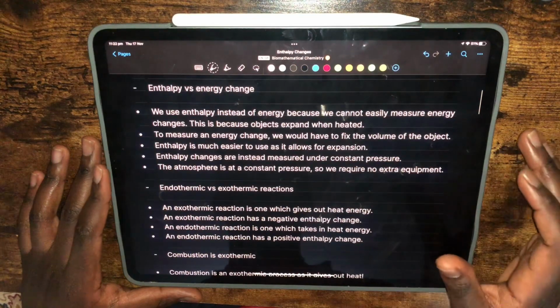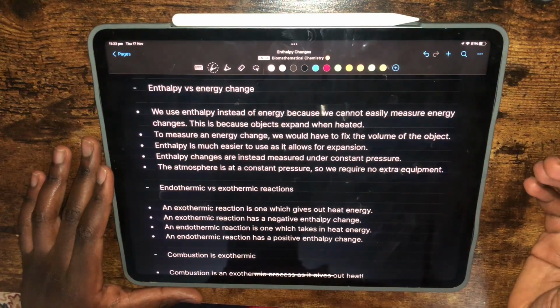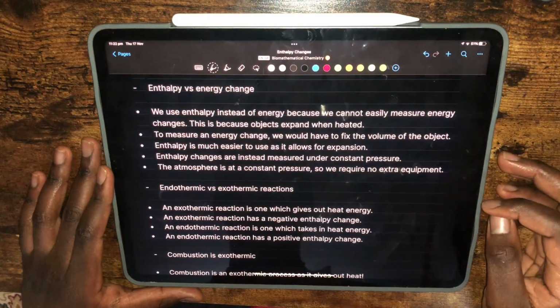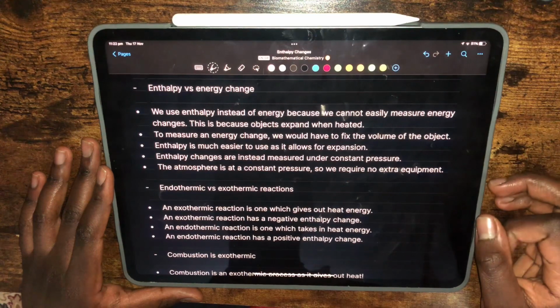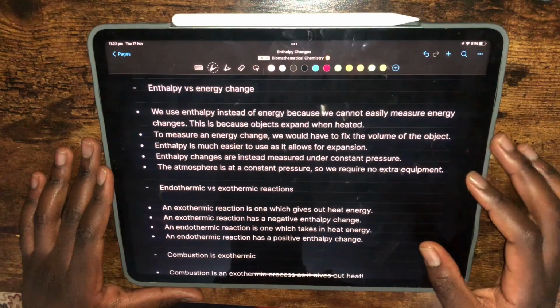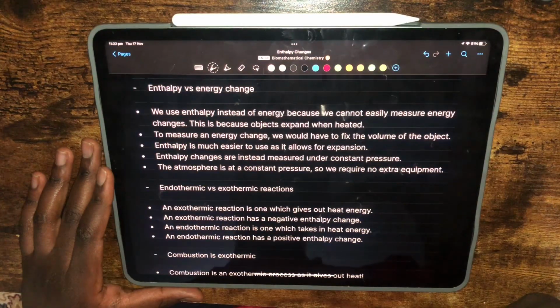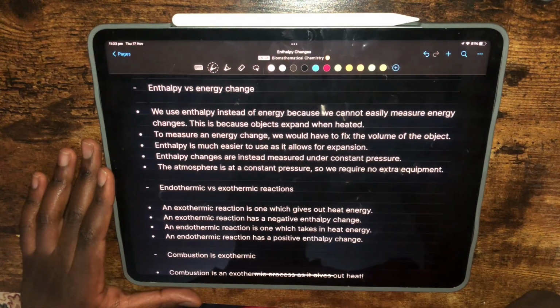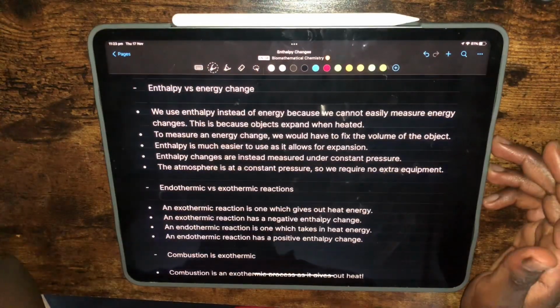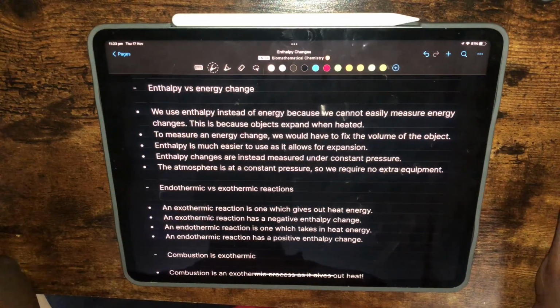So enthalpy versus energy change. We use enthalpy instead of energy because we can't easily measure energy changes, and this is because objects expand when heated. To measure energy change, we would have to fix the volume of the object, which isn't always easy to do. But enthalpy is much easier to use as it allows for expansion. Enthalpy changes are instead measured under constant pressure. The atmosphere is at a constant pressure, so we require no extra equipment. And I'll show you what the constant is for constant pressure. It's 101 kilopascals, but the constant pressure that you need to know for your exam is 100 kilopascals.